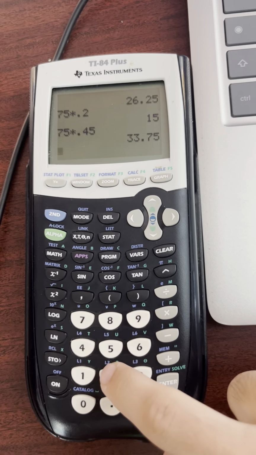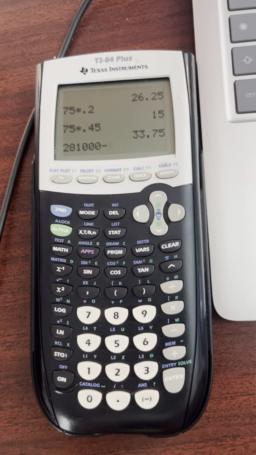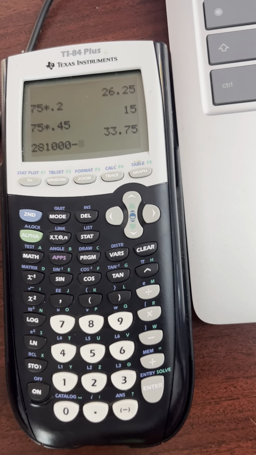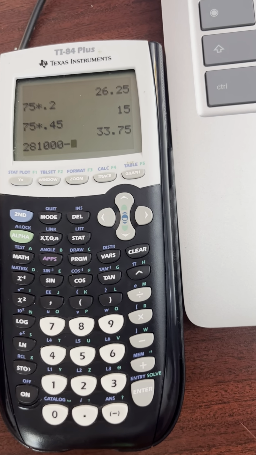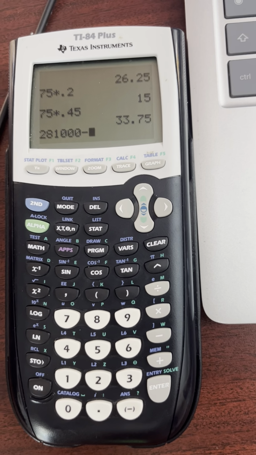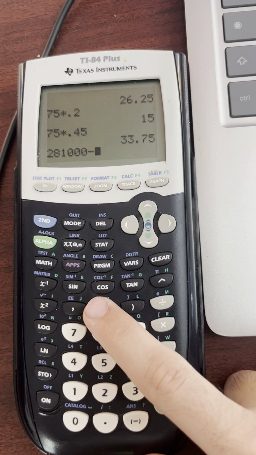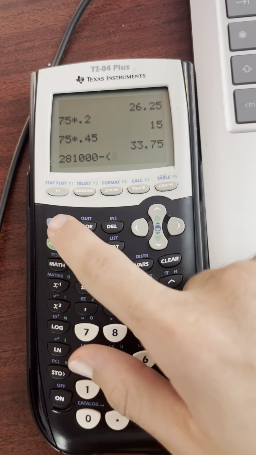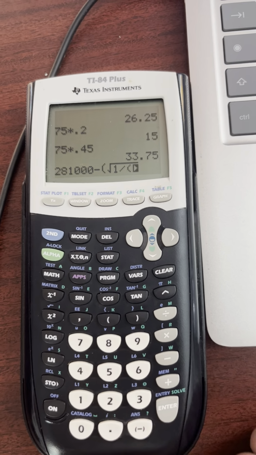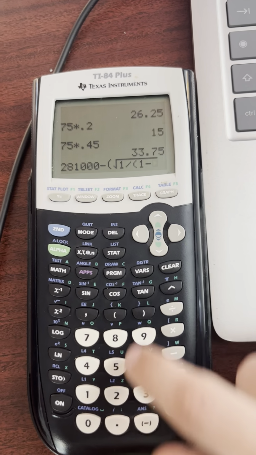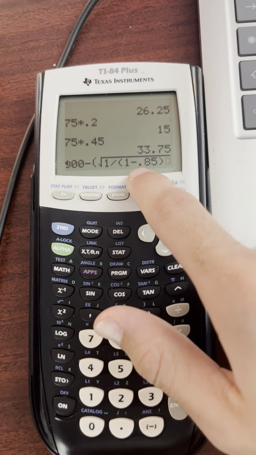Our mean in this example is 281,000, and we're finding the lower limit. The question is asking how many standard deviations from the mean would allow us to have 85% of the data. So we have our mean, and to find the lower limit we subtract. I'm going to go parentheses, square root of 1 divided by 1 minus, and this is the key, in our case 0.85. Really, we all know that's just 0.15.